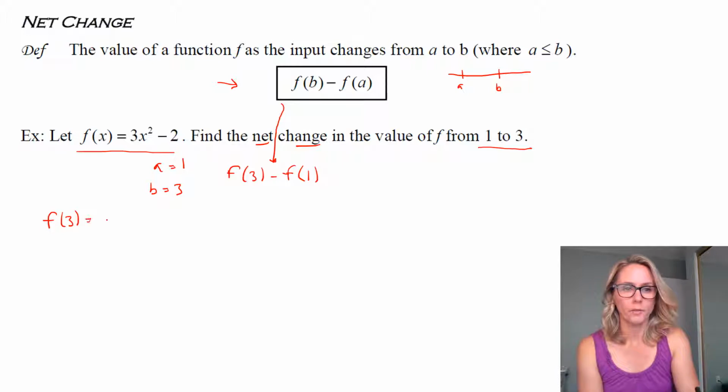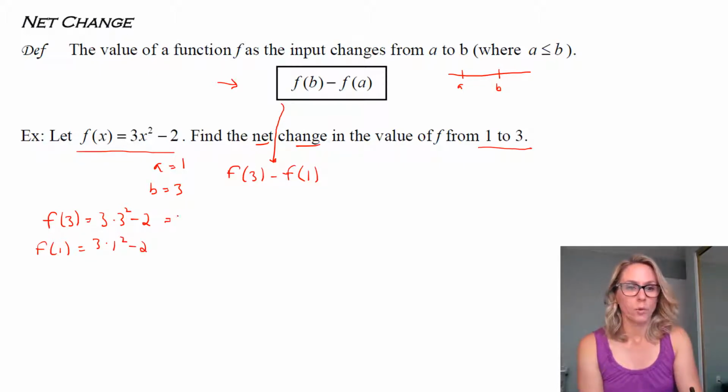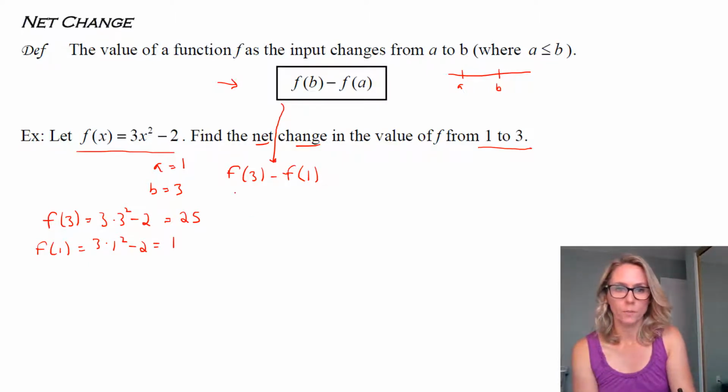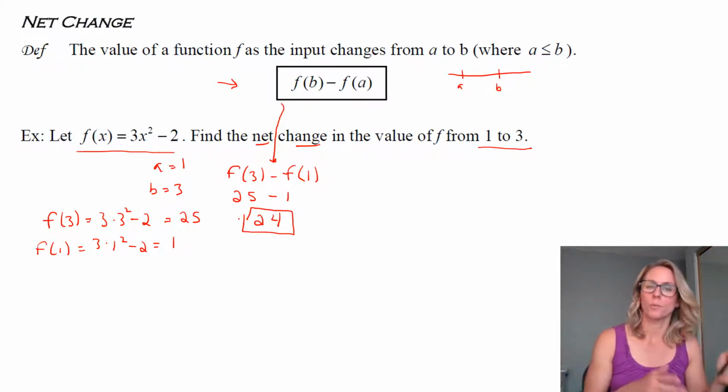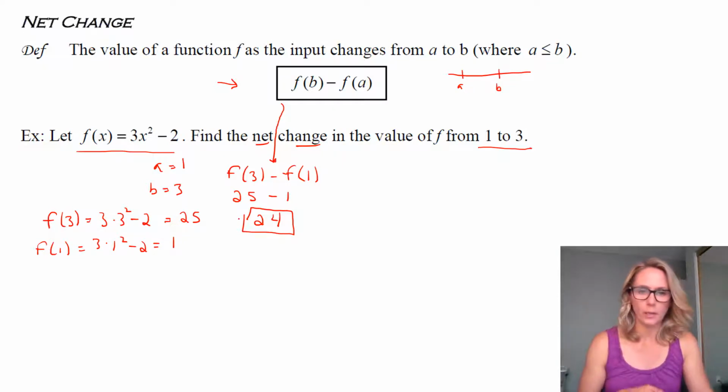I'll kind of do it over here. So I'm going to have 3 times 3 squared minus 2. And then I will have 3 times 1 squared minus 2. So that looks like it'll be 27 minus 2, 25. And it'll be 3 minus 2, or 1. And so we can just put that here, 25 minus 1. So our net change here is 24. So the answer to this is just 24. It's just something to remember that that's what the net change is. We'll use it a little bit here in the future, but just remember that it's just f of b minus f of a.